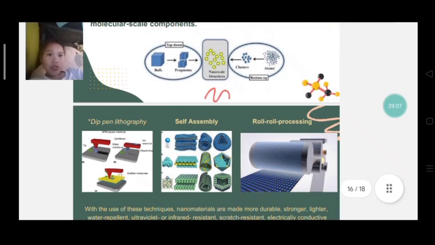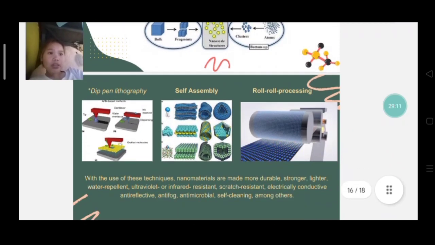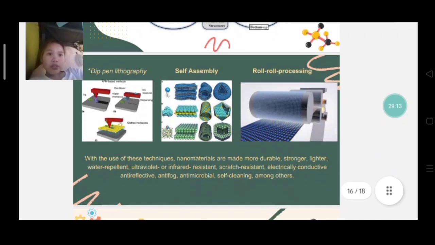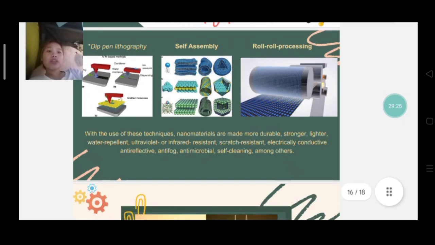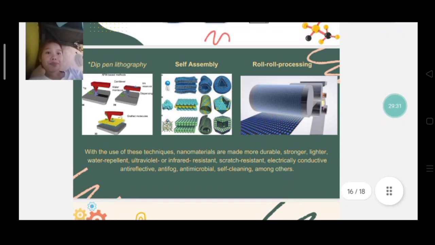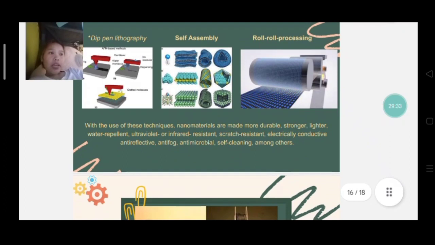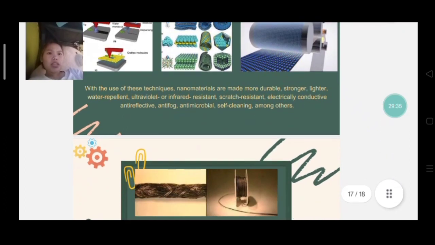The bottom-up fabrication: dense lithography, self-assembly, and roll processing. With the use of these techniques, nanomaterials are made more durable, stronger, lighter, water-repellent, ultraviolet or infrared resistant, scratch resistant, electrically conductive, anti-reflective, antimicrobial, self-cleaning, among others. And there are many more.